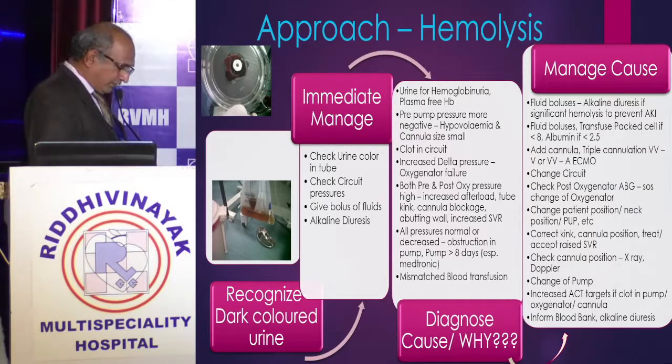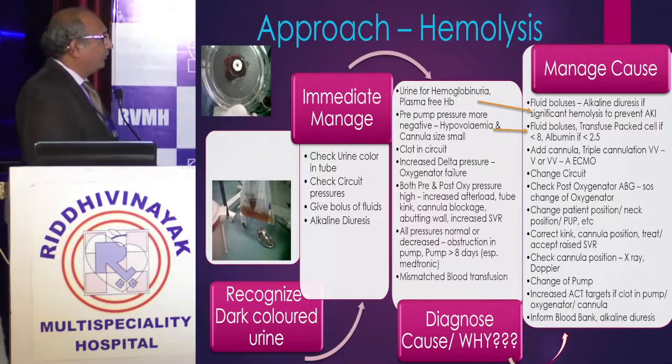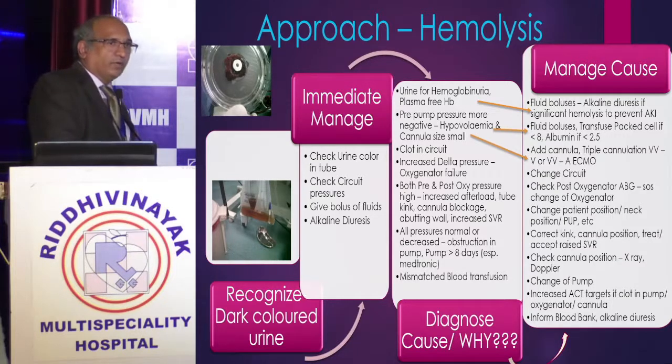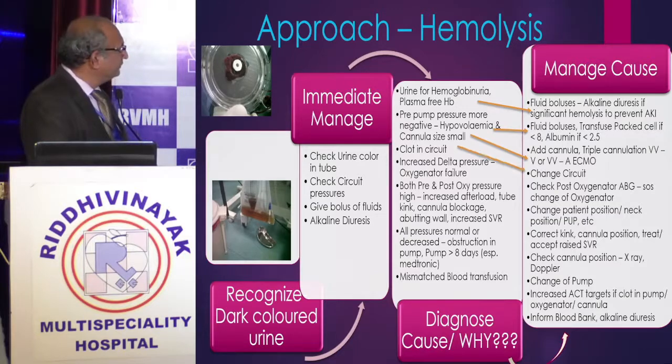If the pre-pump pressure is too negative, as I told you, then you have to give fluid boluses. Okay. Preferably colloids, albumin, hemoglobin, whole blood. If the cannula size is too small, add even one more cannula. If you put a small size cannula, that is the commonest cause which can cause hemolysis. And in that case, you need to put an additional cannula. If there is a clot in the circuit, change the circuit. Clot in the oxygenator, change the oxygenator.